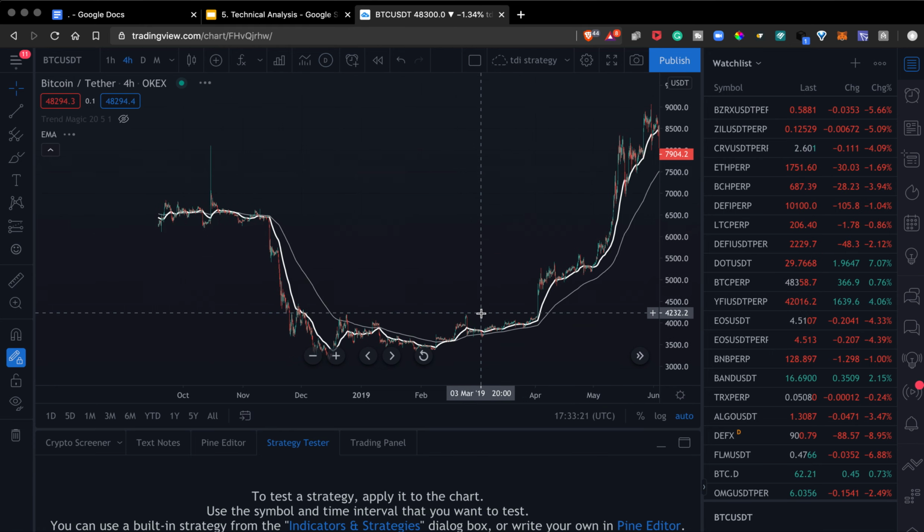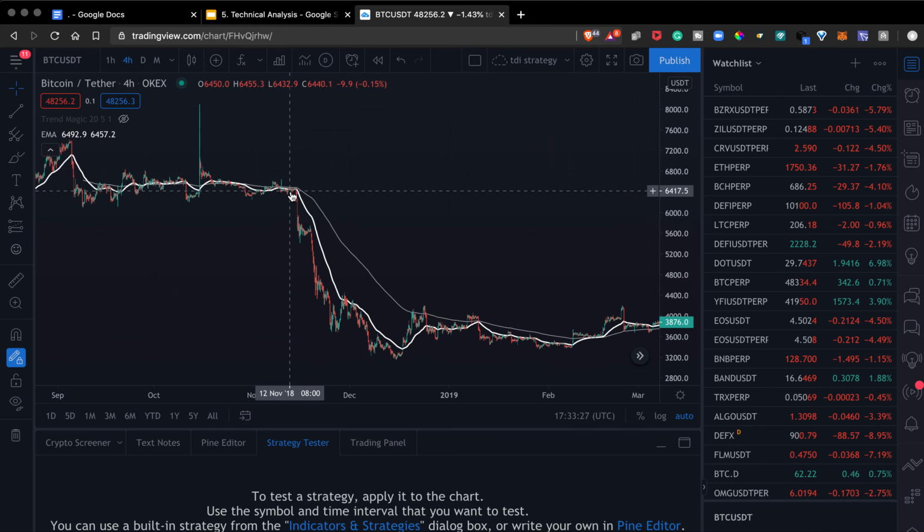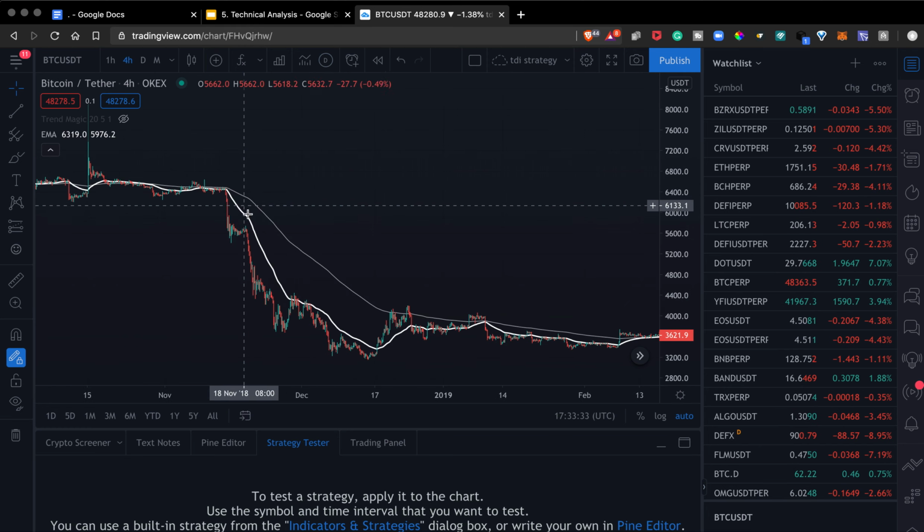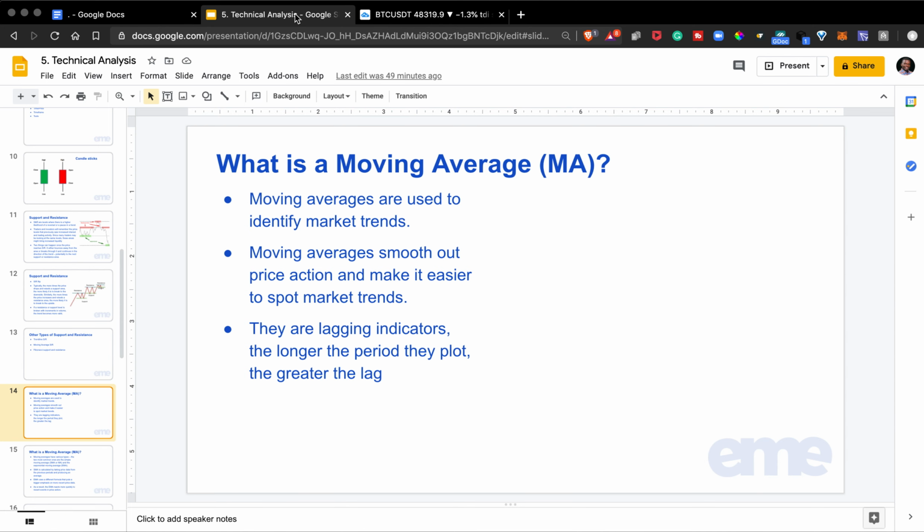I want to give you an example of a situation where price was actually below the moving average. You can see here this is the price, and this is the moving average, which is the white lines. And you can see price is below the moving average, so we can say this is a downtrend. So you want to be looking for opportunities to short the market, or to sell.